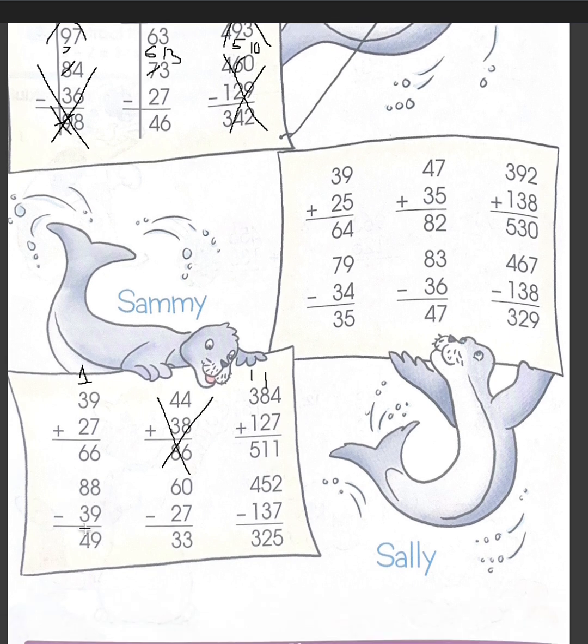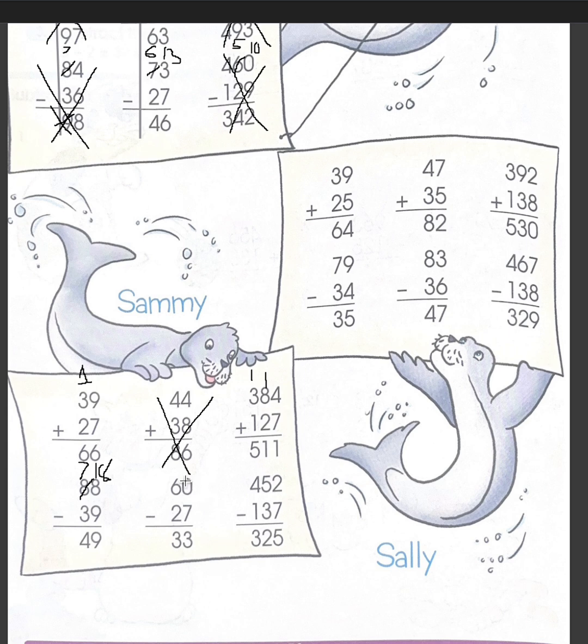Then we have 88 minus 39, you have 49. 8 minus 3, okay. We can't do 8 minus 9, so we borrow a 1 from this 8 to become 7. So we have an 18 here, and 18 minus 9 is 9. 7 minus 3 is 4, so this is also correct.